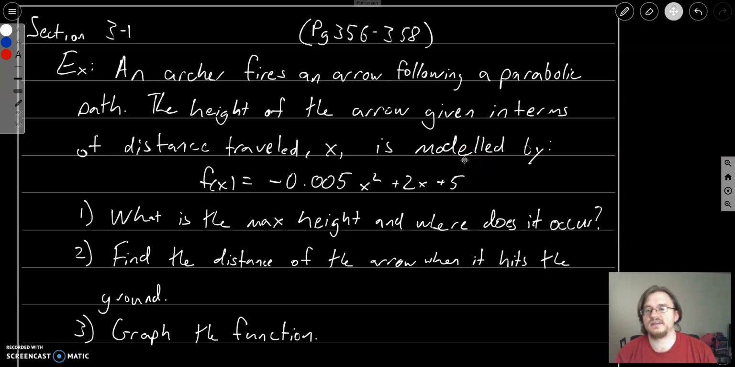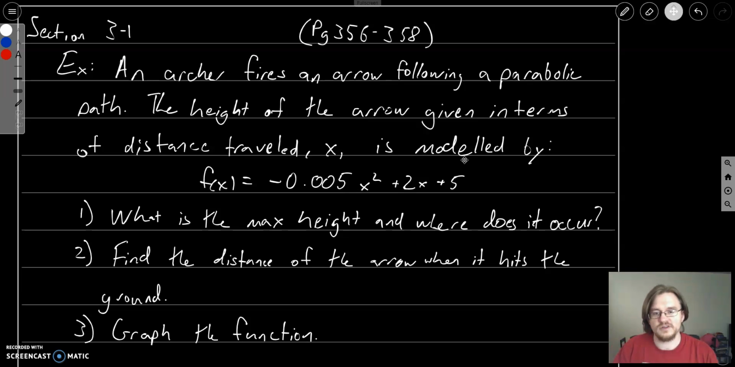Hello and welcome back. We'll finish up section 3.1 in this video by looking at some applications. So we'll have an archer fires an arrow and it follows a parabolic path through the air. And the height of the arrow is given in terms of how far it's traveled. So with this function, this is a quadratic function.